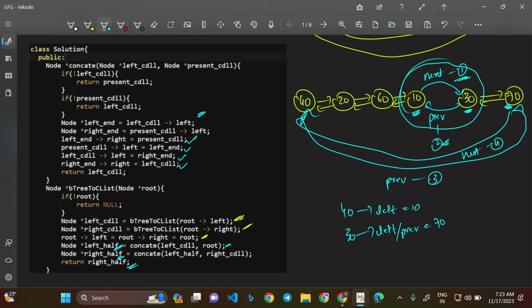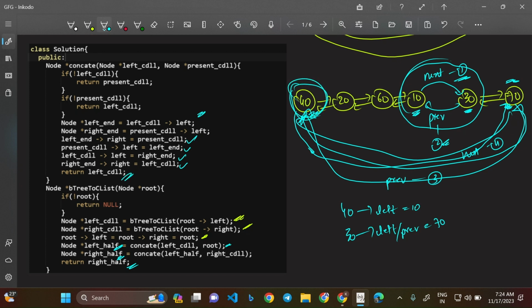Now we need to connect this 40 and 70. How are we going to do it? Left CDLL's left would be right end, isn't it? Because this is the right end. We are going to connect this left CDLL's previous with this, and then right end's right would be left CDLL. This is particularly 40. So in this fashion we have connected the whole CDLL, we have made the whole CDLL, and finally returning left CDLL because we are interested in this particular point itself. So that's the reason we are returning it.